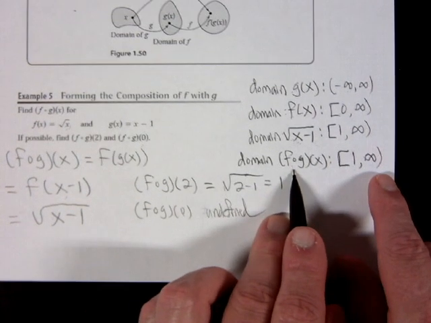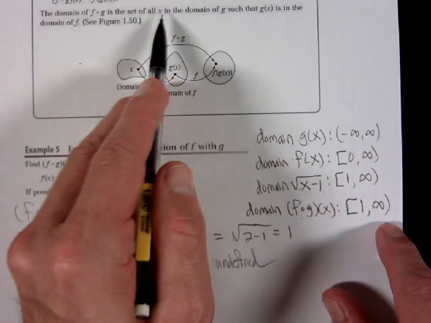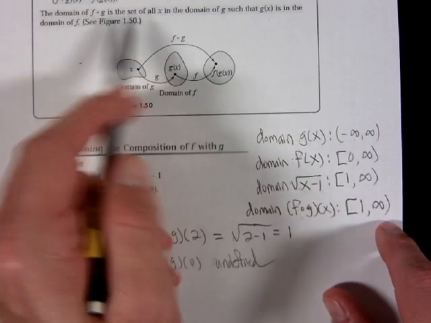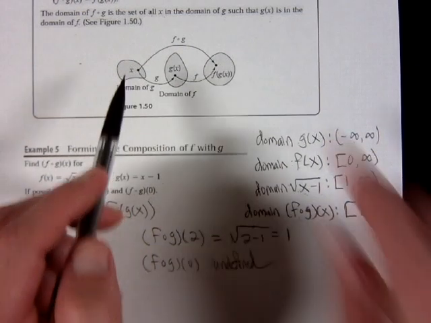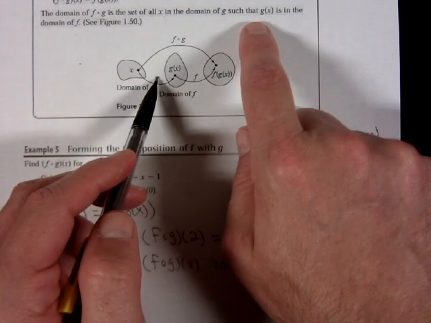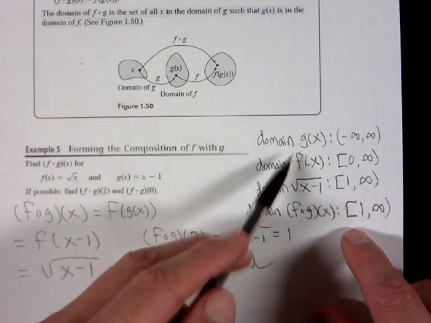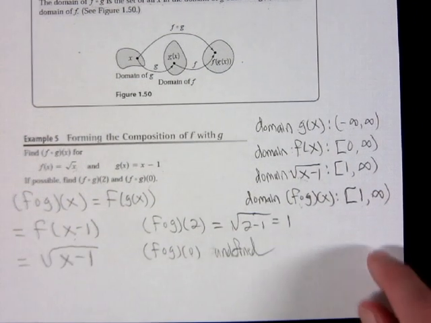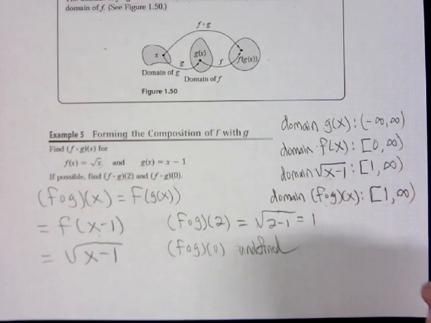Remember, the domain of the composition is the set of all x in the domain of g such that g of x is in the domain of f. So you've got to make sure that you take into account all domains and see what could possibly be restricted there. Keep that in mind as you're moving forward through these types of problems. Let's go to the next one.